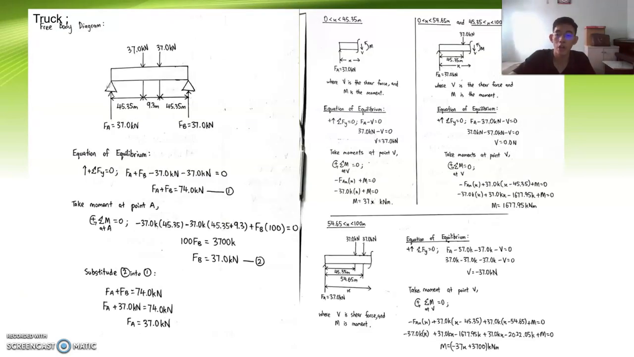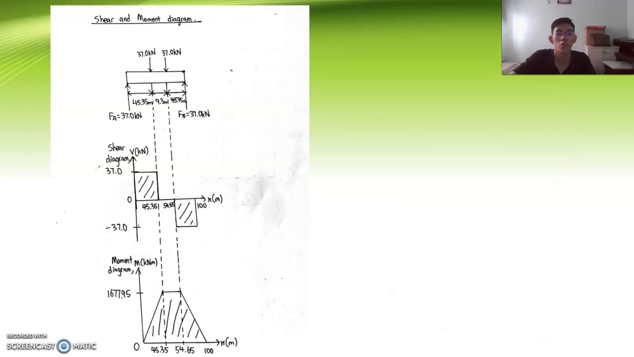The free body diagram and the equation of equilibrium in the left figure can determine the reaction forces FA and FB, and in the right figure, at a certain distance when the truck crosses the bridge, we can determine the shear stress and the moment produced by the truck on that bridge. So we can draw the shear and moment diagram with these shear stress and moment values.